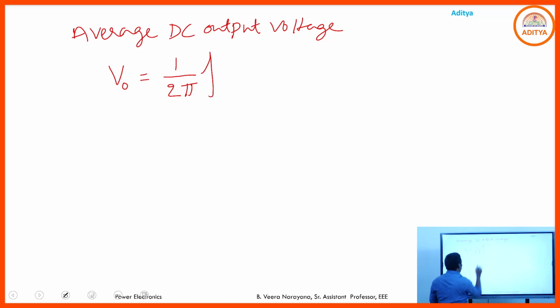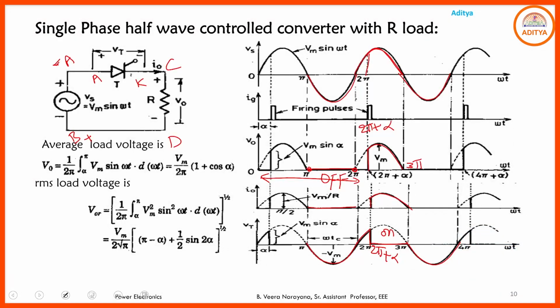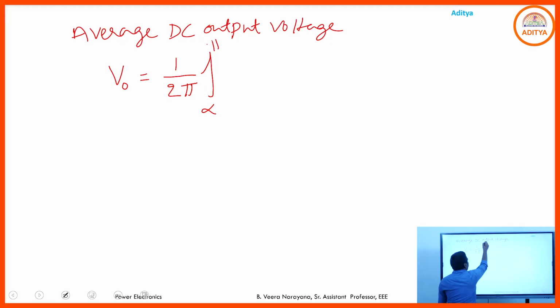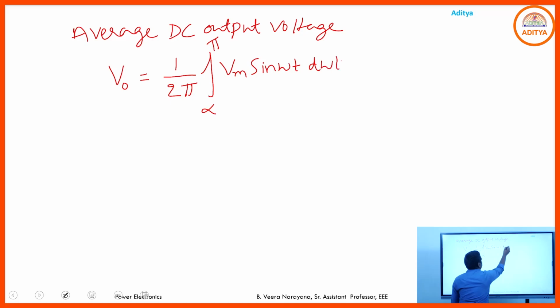1 by 2 pi integral, what is the duration of the pulse here? Duration of the pulse means from alpha to pi we are getting the output voltage waveform. So we will write here alpha to pi, how much voltage you transmitted to the load? Source voltage. What is the source voltage here? Vm sin omega t d omega t. So the average DC output voltage is simply given by V0 is equal to 1 by 2 pi integral alpha to pi Vm sin omega t d omega t.